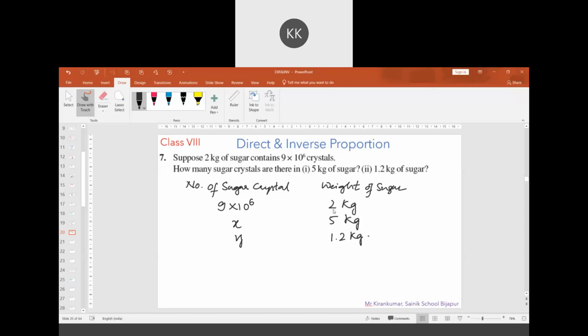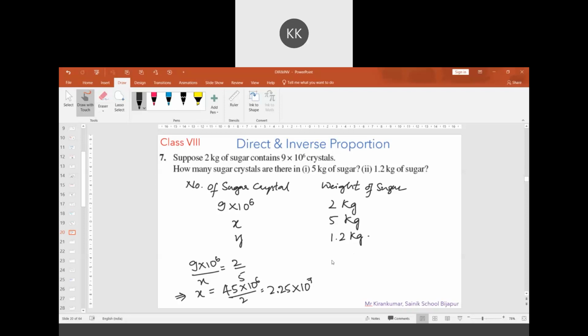If I make the ratio here, 9 into 10 to the power of 6 divided by X will be equal to 2 by 5. So X is equal to 5 into 9 into 10 to the power of 6 divided by 2, isn't it? If you write in standard form, what will be this? This will be 45 into 10 to the power of 6 divided by 2, 22.5, but when you write in standard form, 2.25 into 10 to the power of 7. Very good.